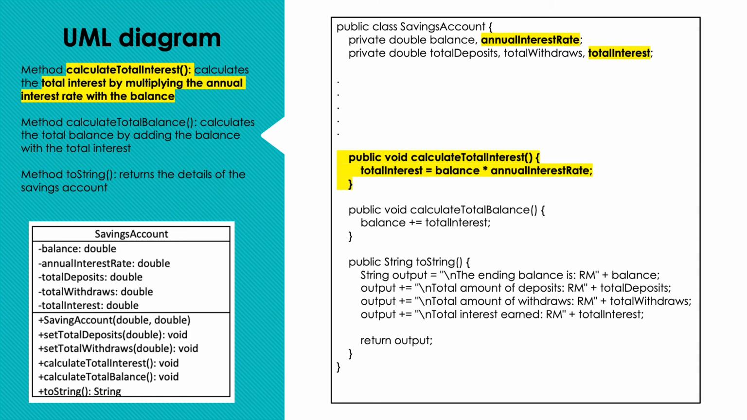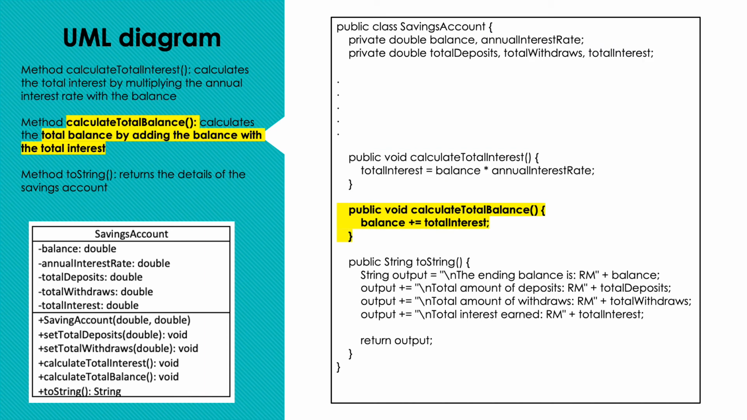So we have 3 more methods to write. In calculateTotalInterest, it calculates the total interest by multiplying the annual interest rate with the balance. So we have our instance variables, annualInterestRate and also totalInterest, and we also have the balance. In calculateTotalInterest, we will write totalInterest equal balance times annualInterestRate. As this method is in the same class, it can access any variables that are private.